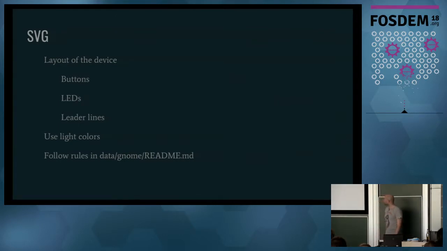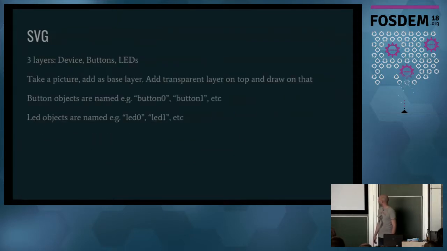Once you do an SVG, you want to use some light colors to fit into the theme. And there is a full list of rules about how specifically the SVG should be. You must have three specific layers, one called the device, where you basically draw everything from the mouse. And then you have two extra layers for buttons and LEDs, where you have these leader lines going out to the sides. I'll show an example in a few seconds.